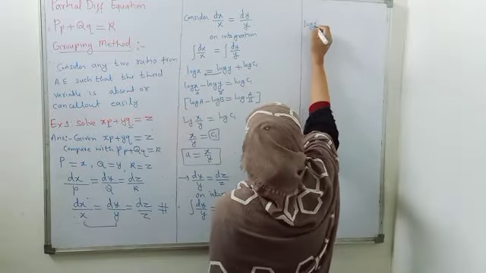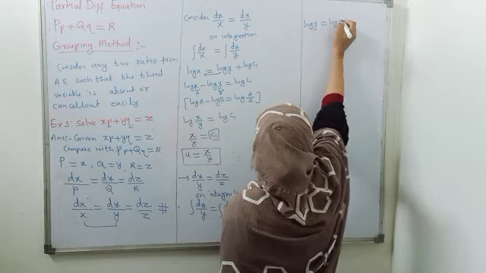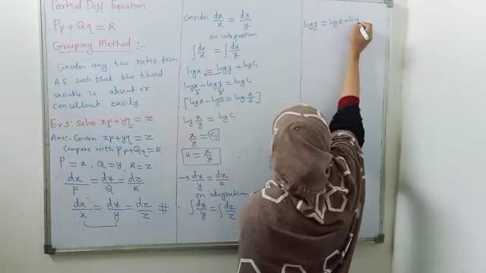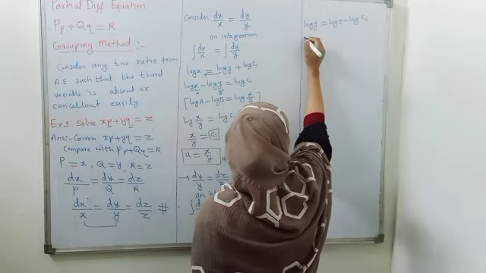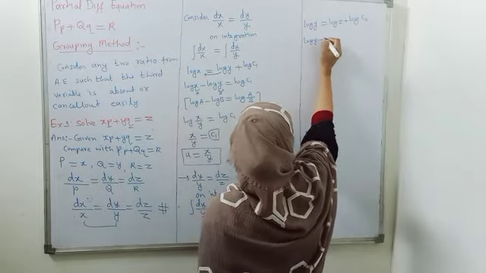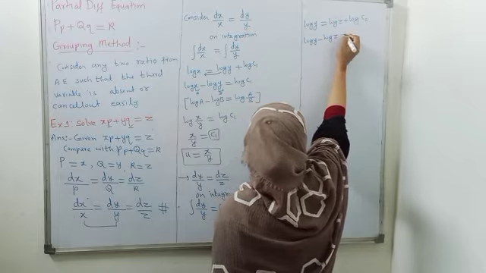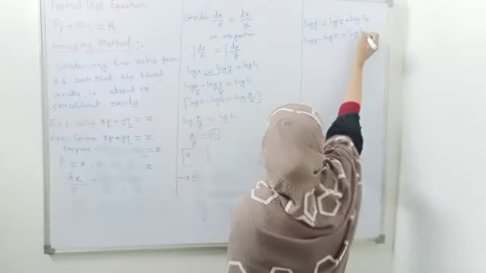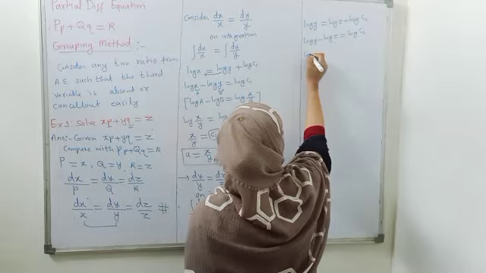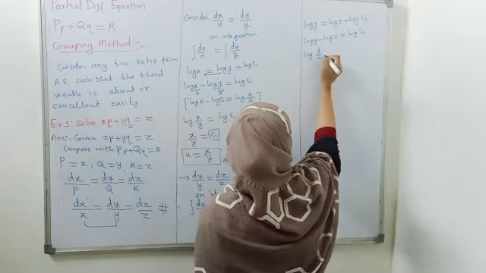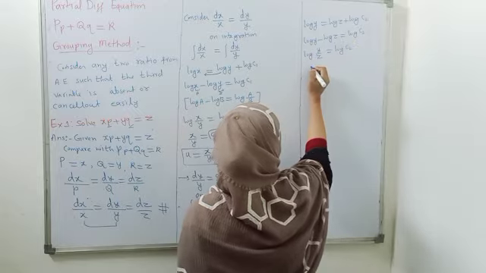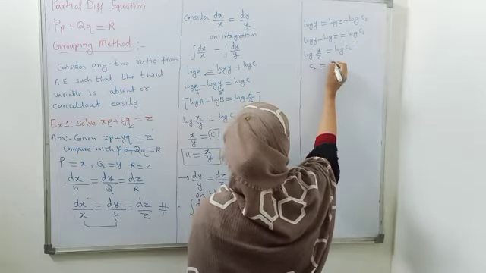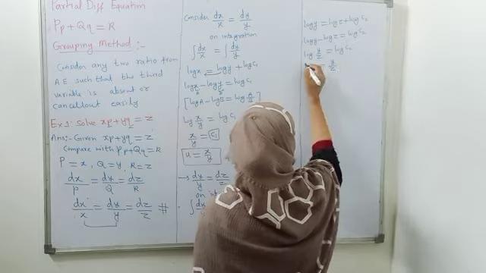Log of y is equal to log of z plus the integration constant log of c2. Again take log z to the left side, it becomes negative. So log y minus log z is equal to log of c2. Again use the log principle. According to that, log of y upon z is equal to log of c2. So taking anti-log, you will get c2 is equal to y upon z.